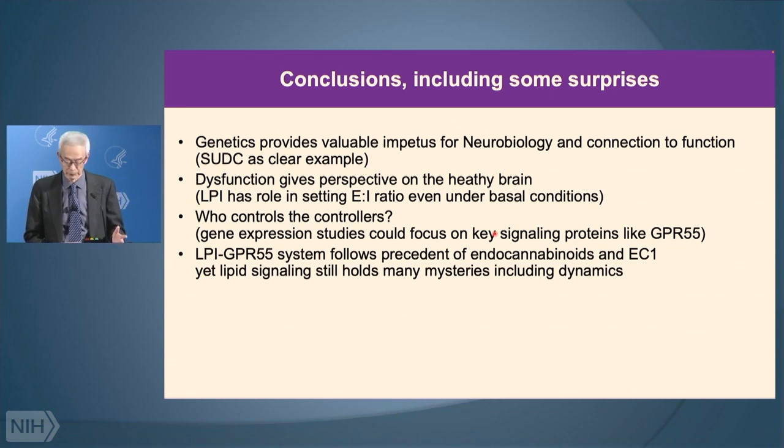The LPI GPR55 system follows the precedent of endocannabinoids and their receptor, CB1, studied here at NIH, among many other places. And despite all this intense effort, the lipid signaling still holds many mysteries because a lipid is not as easy to study as a neurotransmitter molecule, which is easily soluble and bottled and made into a dry powder, easily put into solution. The lipid doesn't like to be in solution. It likes to be in the membrane. So how does it get released? And who releases it? And how much of it is there? And how is it taken up?